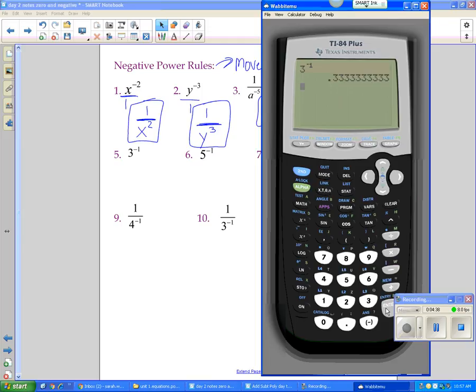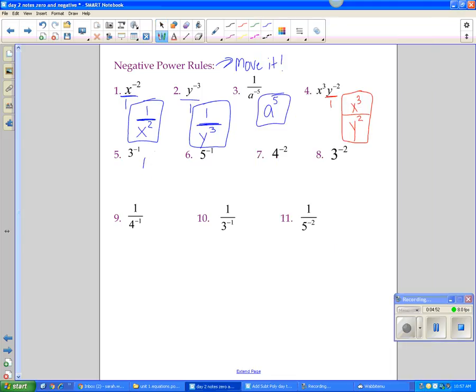Can someone tell me what's wrong with that answer? Very good. What do I do? Math. Just math. Enter, enter. So my answer is 1/3. And as you can see, the calculator moved the 3 to the bottom to make it positive, so you can see what the calculator did.